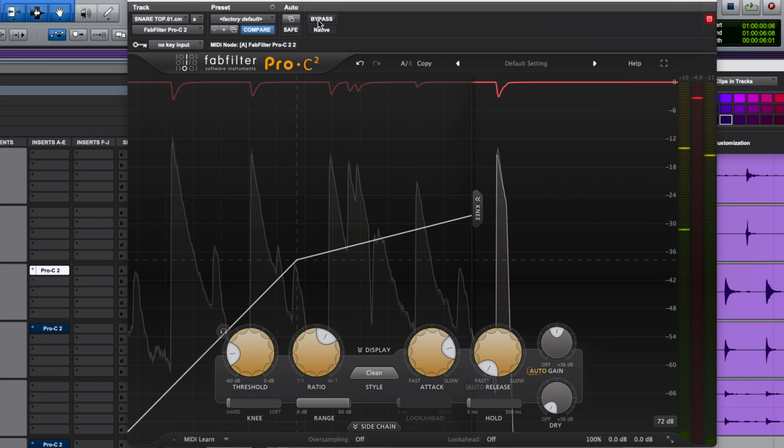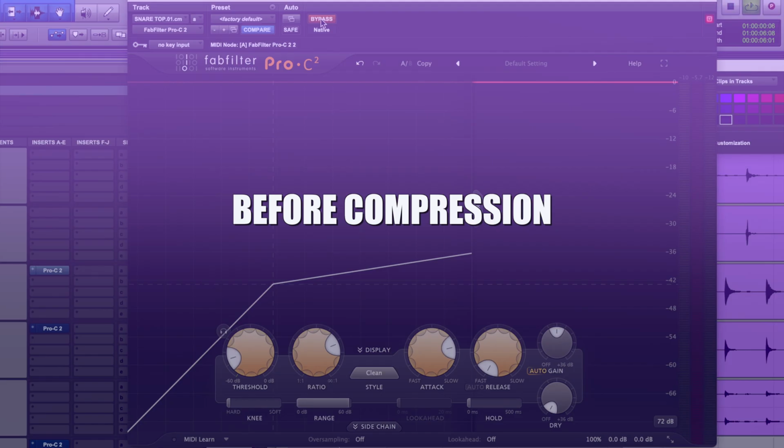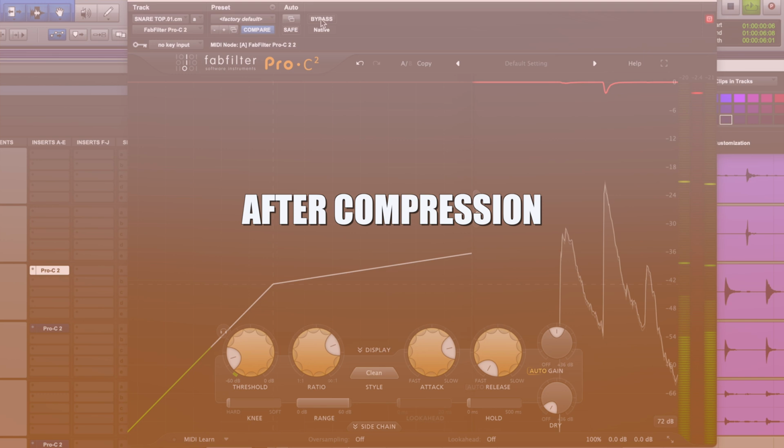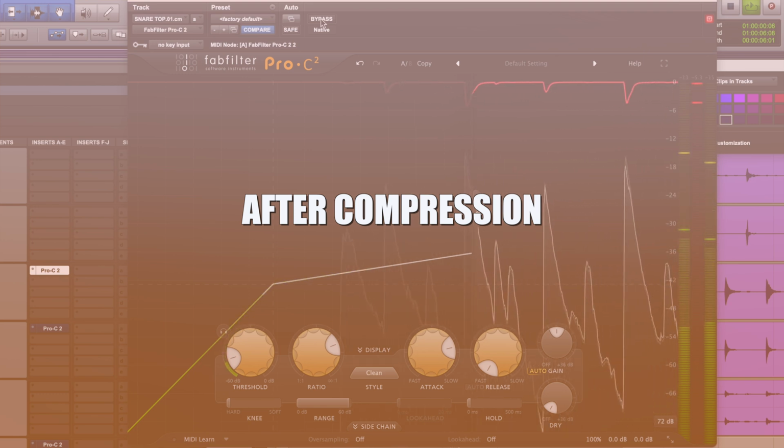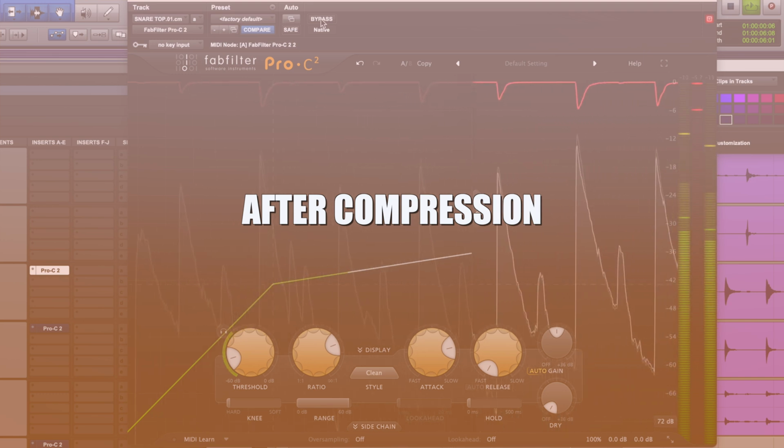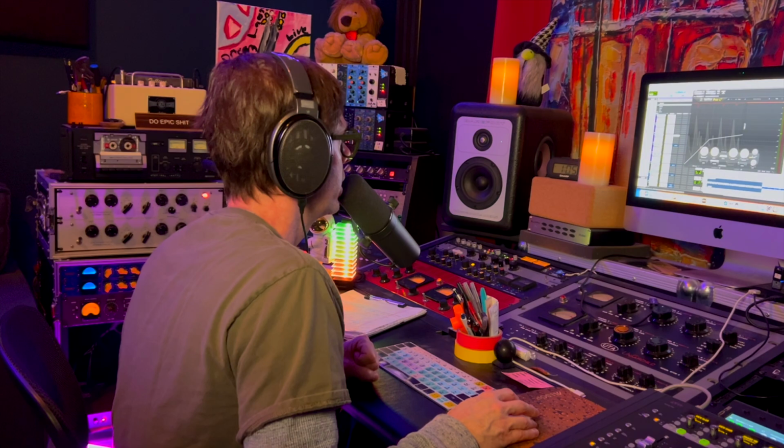Okay, let's do a quick before and after listen. Much more solid, much more stable.